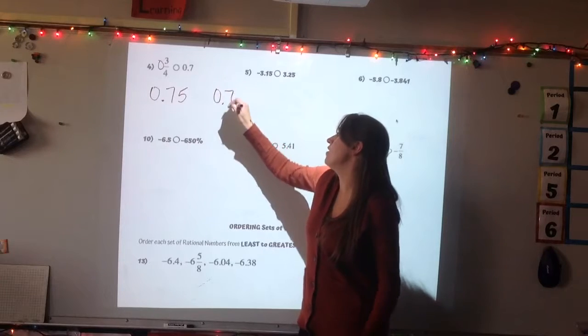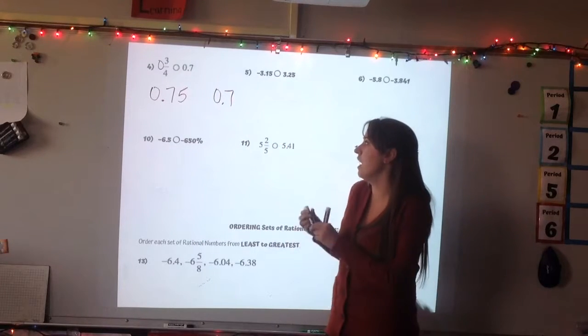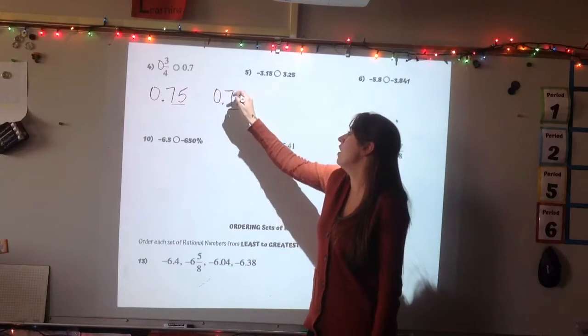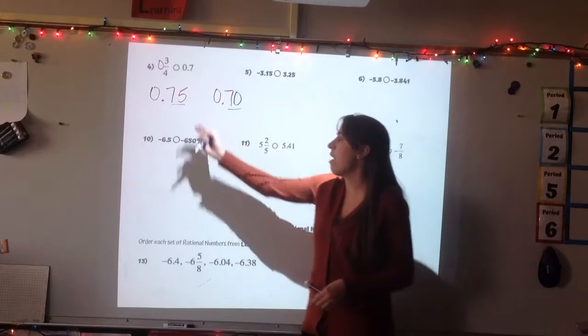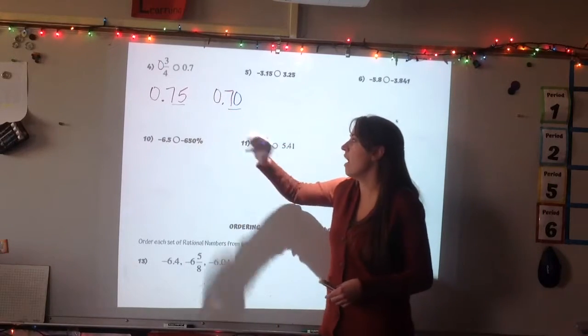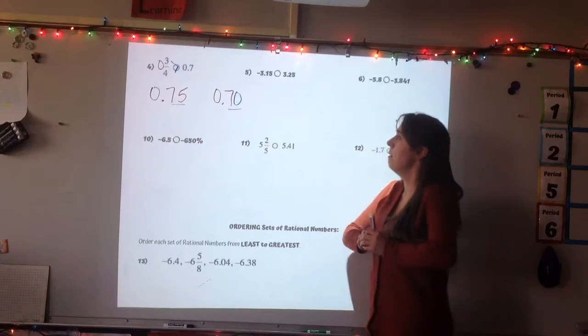So now I'm comparing two decimals. I need to make sure that they have the same number of digits after the decimal point. This number has 2, so I need to have 2 here, so I'm going to add in a 0. Now I'm comparing 75 to 70. 75 is bigger than or greater than 70, so 3/4 is greater than 7/10.